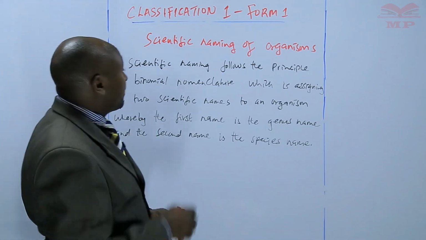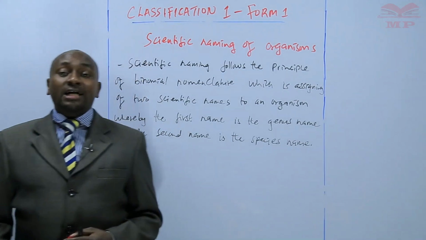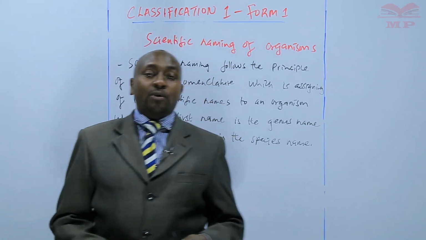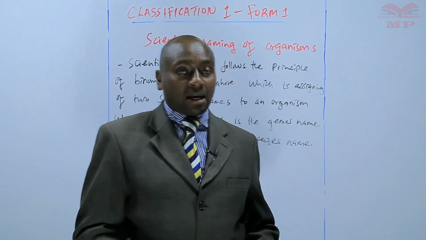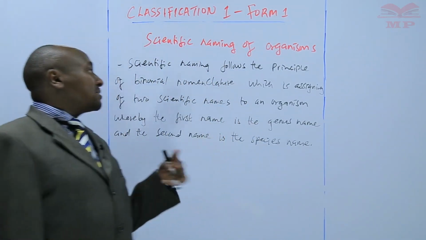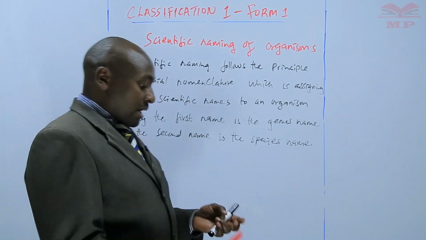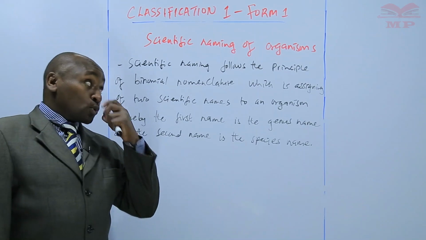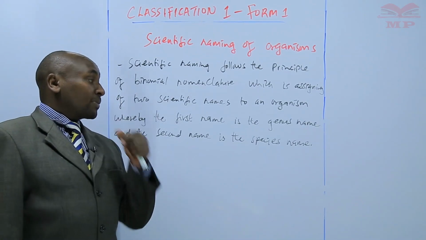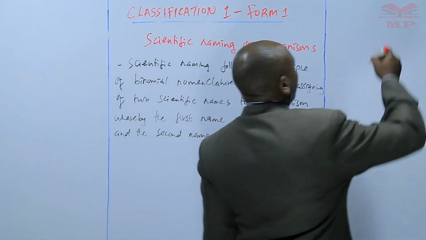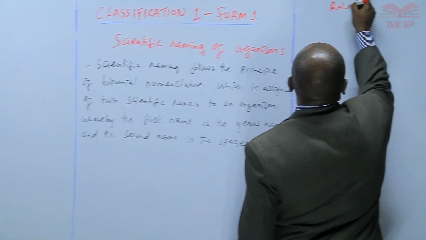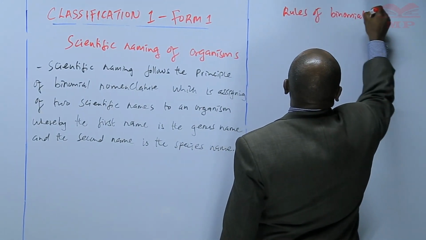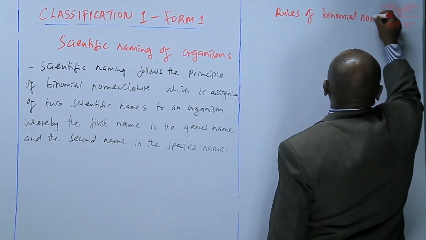So the naming of organisms follows that concept that we are calling binomial nomenclature. The word nomenclature means naming. Binomial means using two names. Now, when coming up with scientific names, there are some rules that we follow, and these are the rules of binomial nomenclature.